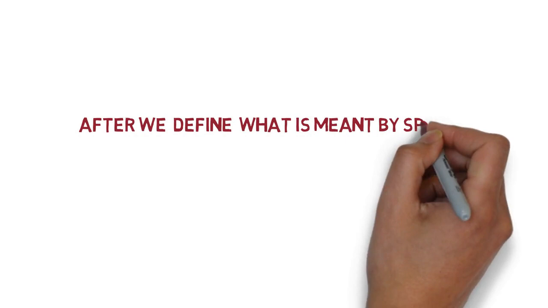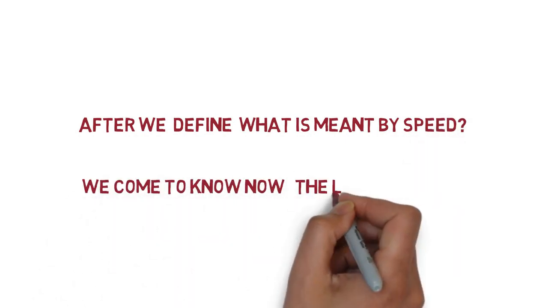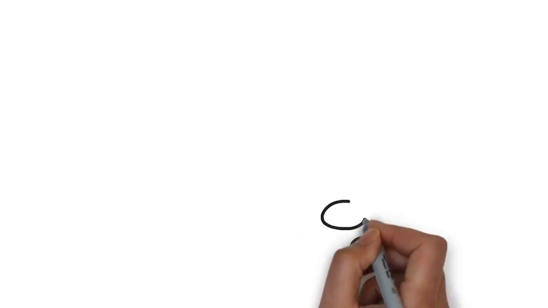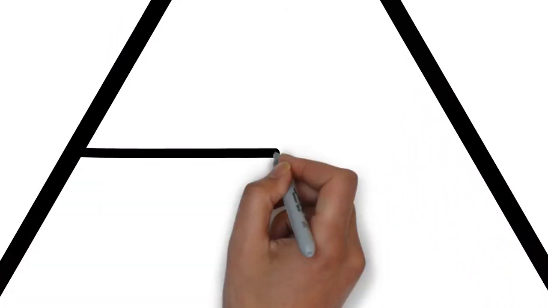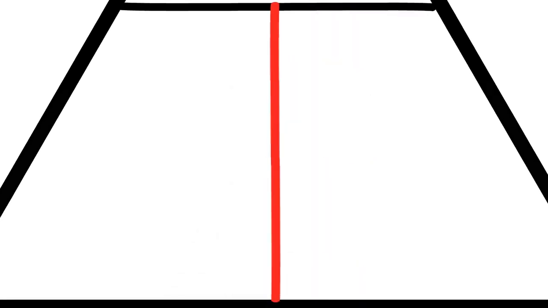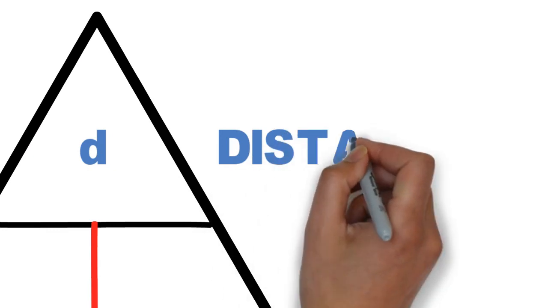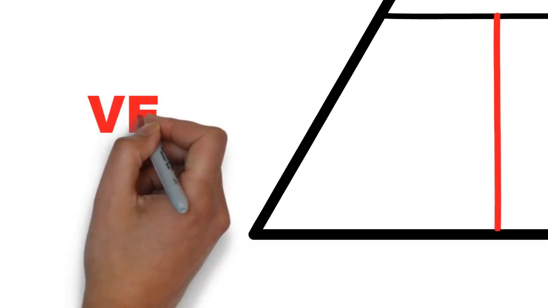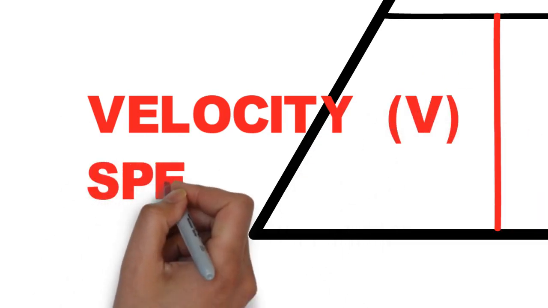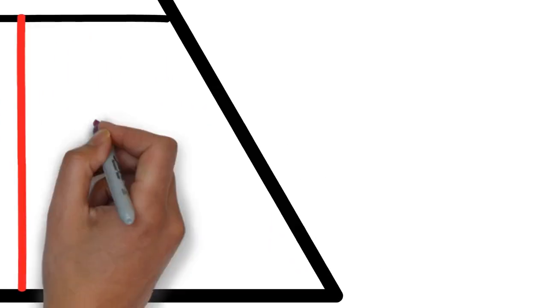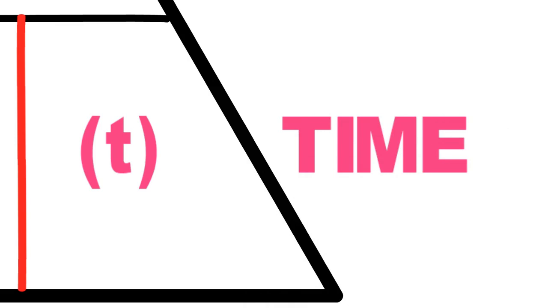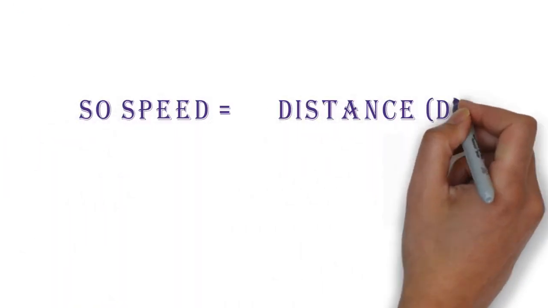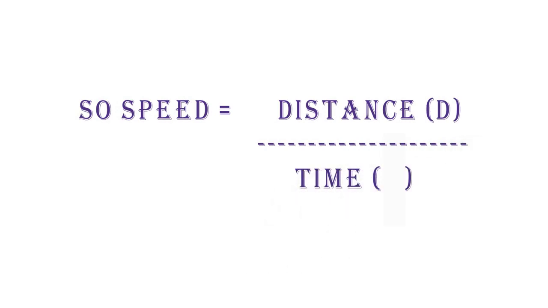After we define what is meant by speed, of course we come to know now the law of speed. We will start with a magic triangle. We have a denominator and numerators. The numerator has the distance, which is d, and the denominator has the velocity and time. Velocity is symbol v, and time is symbol t. So speed equals distance d over time t.